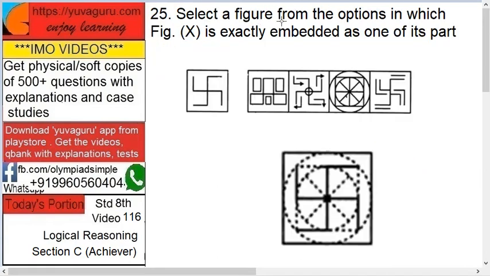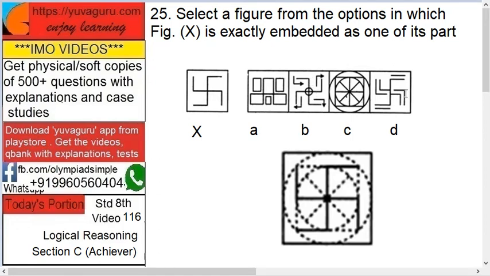Next, select the figure from the options in which figure X is exactly embedded as one of its parts. It means this figure should be present in one of A, B, C, D. In which is it over here? No, definitely no. Here it can be, but this is a reverse figure, a mirror image, so you can't take this mirror image.